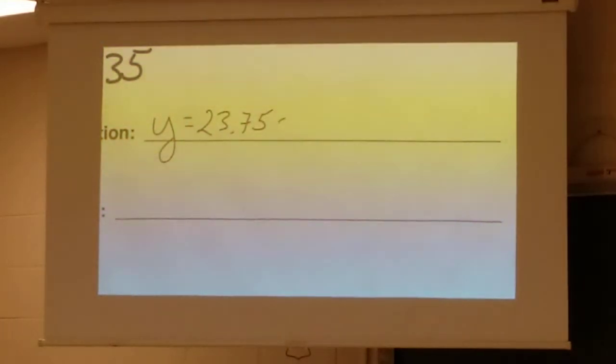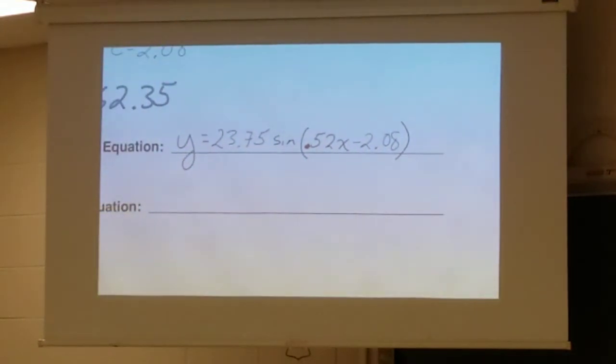You can take the amplitude, you can plug it in front of sine. You can take the k value times x. And we're continuing to plug in all these numbers that we found so that we can have an equation. And again, when you get an equation, that's called a regression.